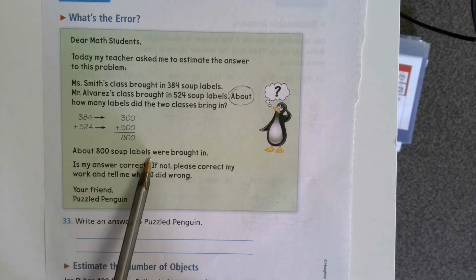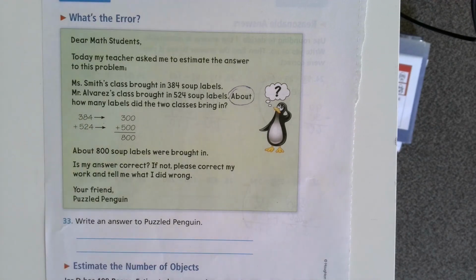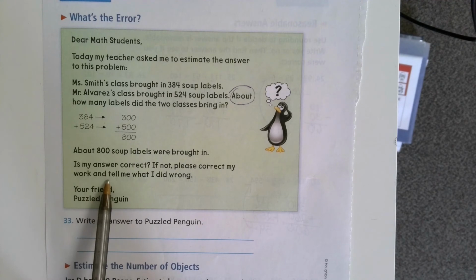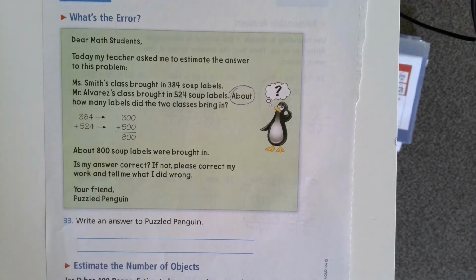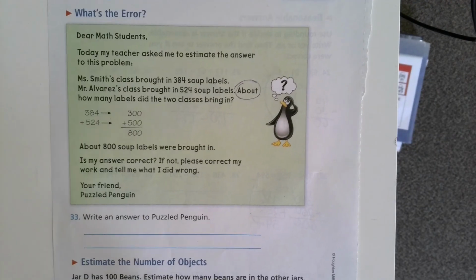If he's saying about 800 soup labels were brought in and you say that's wrong, about how many soup labels were brought in? Be sure to correct the work and tell Puzzled Penguin what he did wrong. What should the answer be? What did he do wrong? Okay, so that's your work for today.